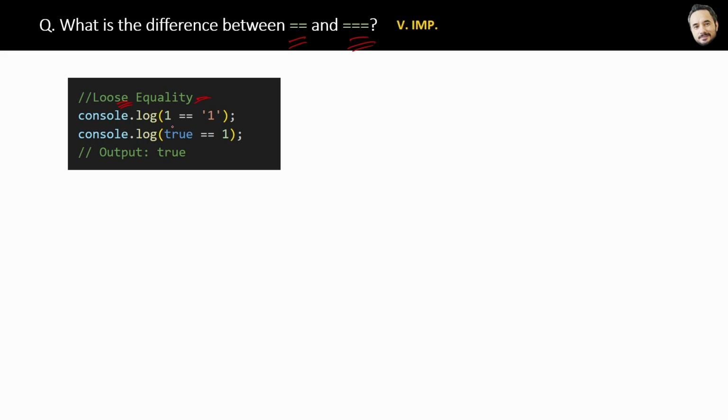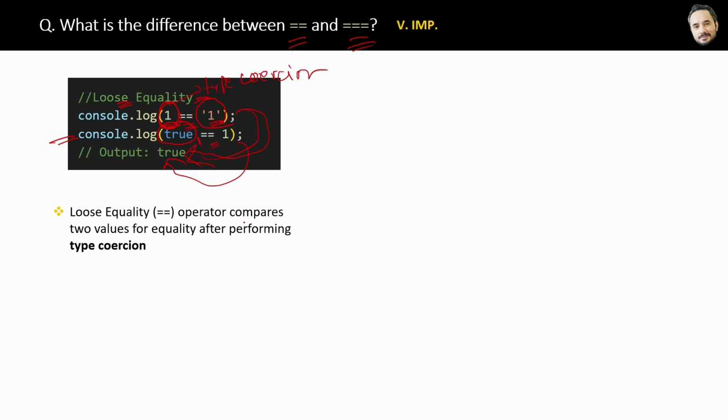The reason is that, as you can see here, one is a number and the other one is a string. But the double equal to operator will convert this number to a string first by using what? You remember, type coercion. Yes, by using type coercion. And then double equal to will do the comparison, and it will give the result as true. And in the second line too, this true will be converted to 1 first, and then it will be compared. And again the result will be true. The point is, the loose equality or double equality operator compares two values for equality after performing the type coercion.